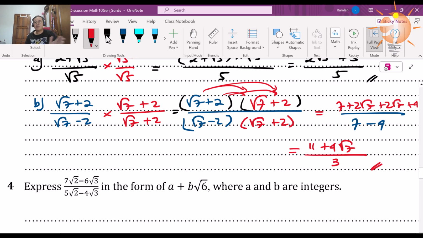Can you see that this is the simple form? You can't really change the fraction because both of these two numbers are not divisible by 3, for example. So this is going to be the final answer.